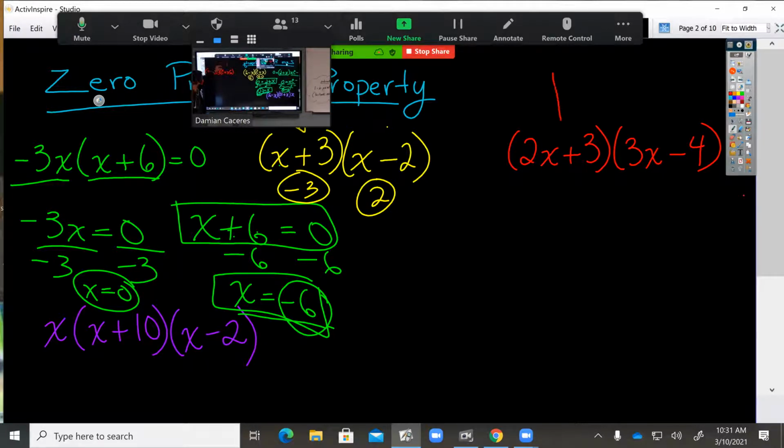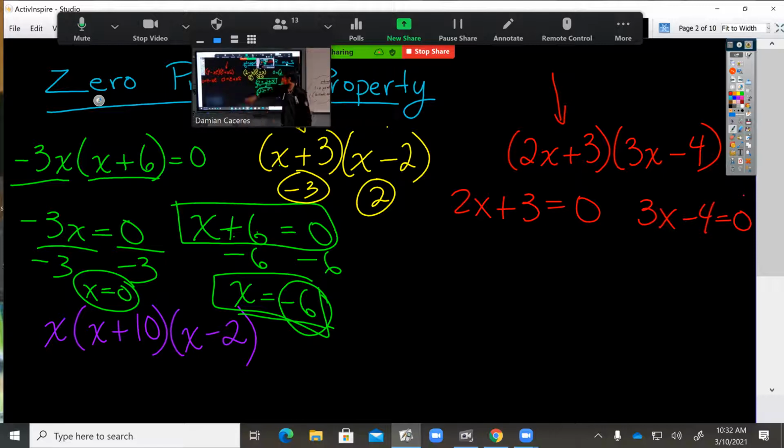Now, look at this next one. Grab both factors, make them equal to 0 separately. 2x plus 3 equals 0. 3x minus 4 equals 0. Now, let's do the first one here. Don't do the first equation. Tell me what the first two steps are out loud. You don't have to actually do it. Just tell me out loud. What would be the first step to solving this equation?